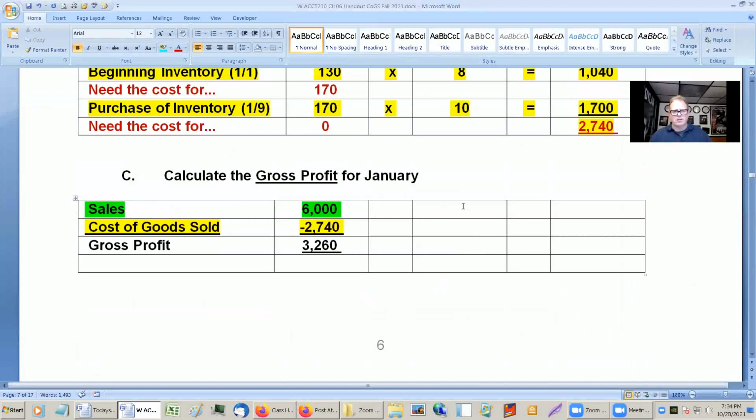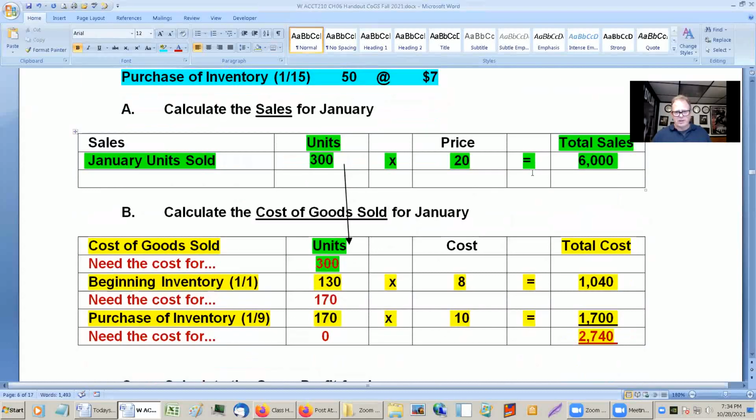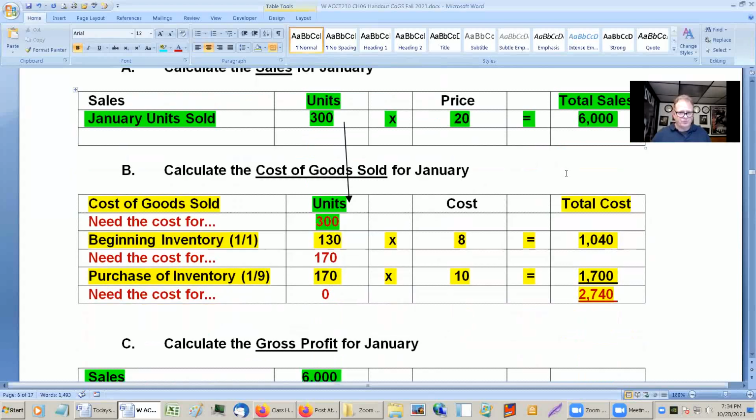Okay, let's make sure we got the same numbers. You guys got total sales of 6,000. The really hard part, cost of goods sold, 2,740. Did you guys get this? 2,740? Well, if that's easy, then this whole chapter will be easy. This is kind of the tedious one.